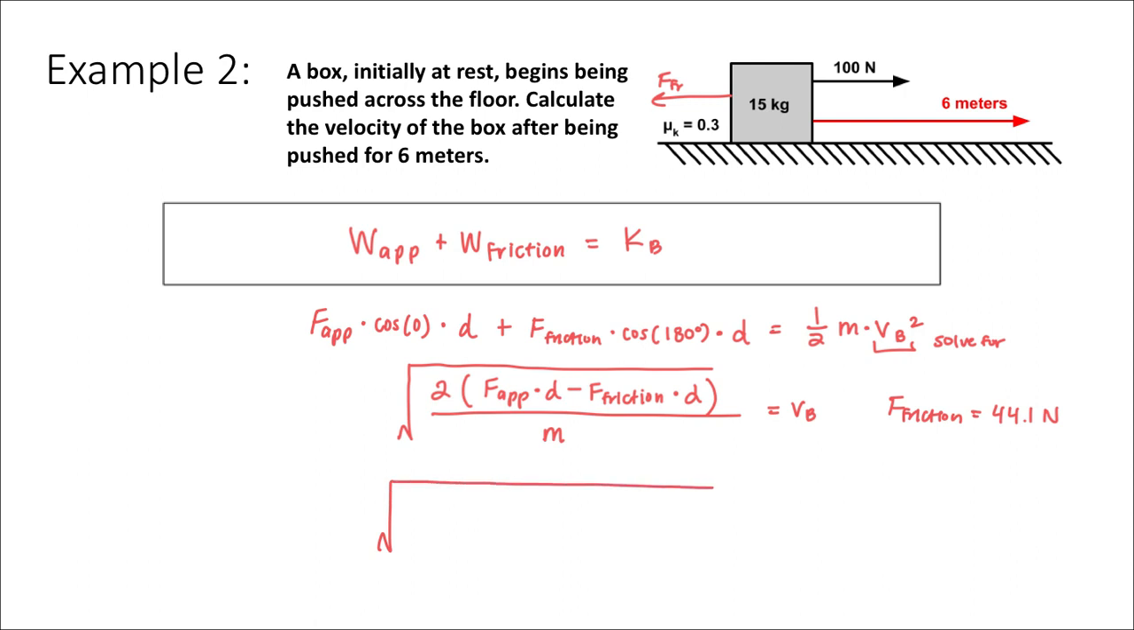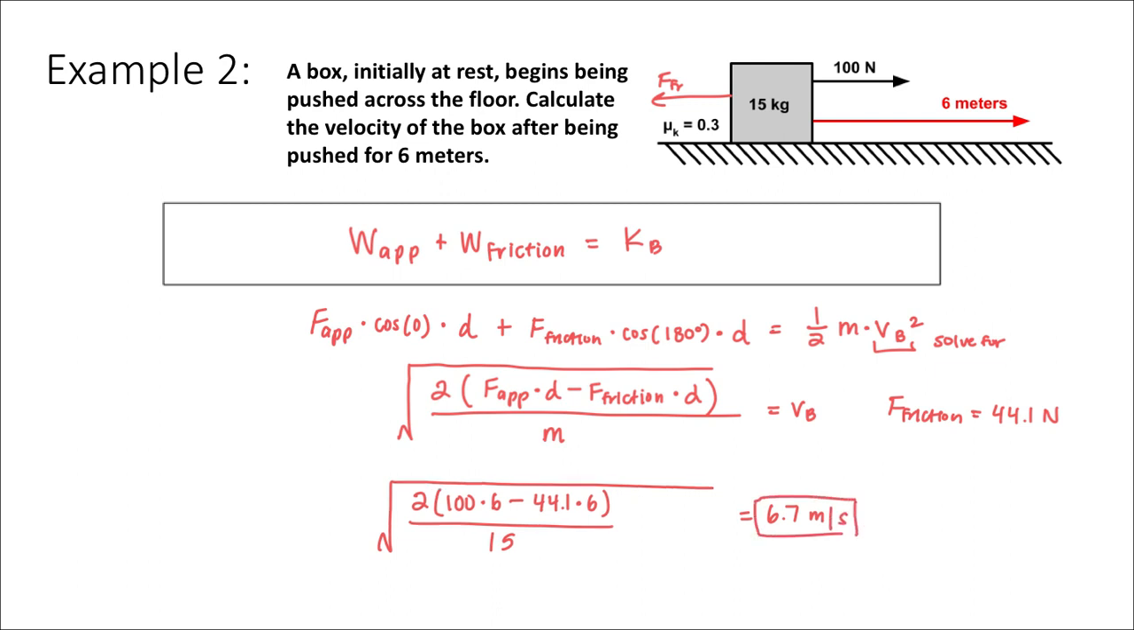So once again, that final velocity at 6 meters displacement will be the applied force multiplied by that displacement, minus the force of friction, 44.1 times 6, and all that will be divided by 15 kilograms. The square root of all that will be equal to about 6.7 meters per second.